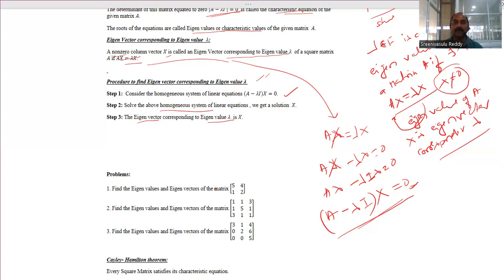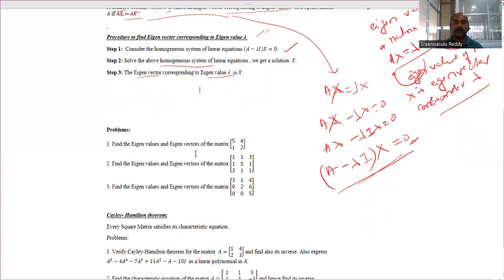Actually, an infinite number of eigenvectors are there. No need to go beyond; eigenvector 1 is enough as per our procedure. So this is the procedure.